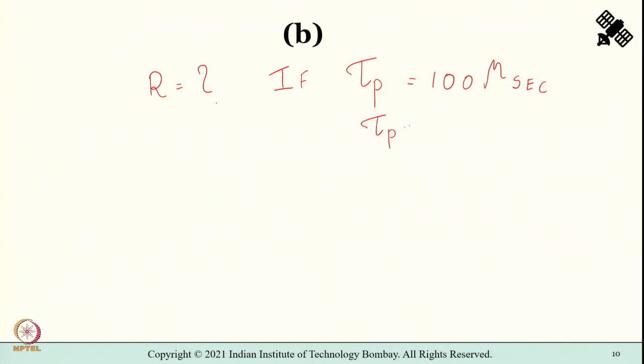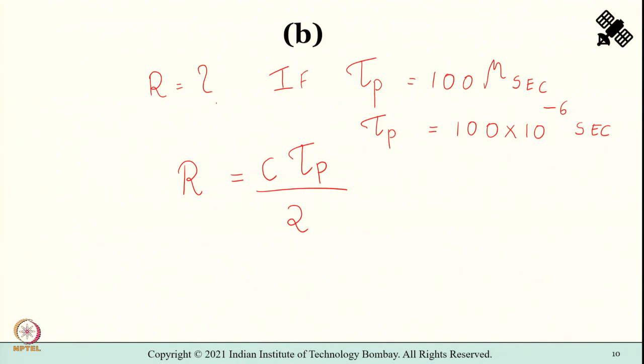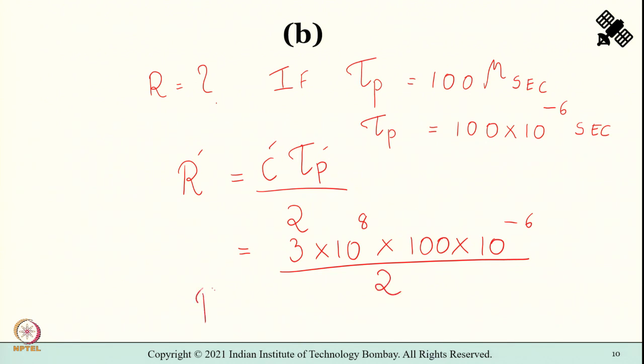Okay? So, we can also write tau p as 100 into 10 power minus 6 second. We have seen that in an earlier question, isn't it? If you remember, the range can be written as C tau p by 2, isn't it? We have covered this as part of an earlier lecture. C tau p by 2 range, speed of light, tau p is already given, which means I can further write it as 3 into 10 power 8 into 100 into 10 power minus 6 by 2, which means range can be obtained as 15 kilometers, isn't it? 15 kilometers, second part of the question.